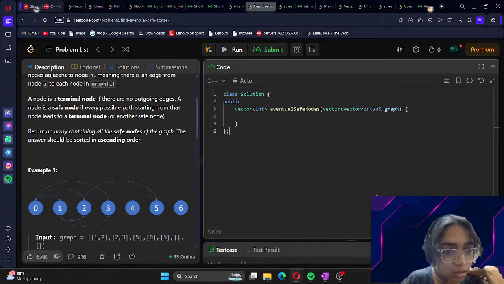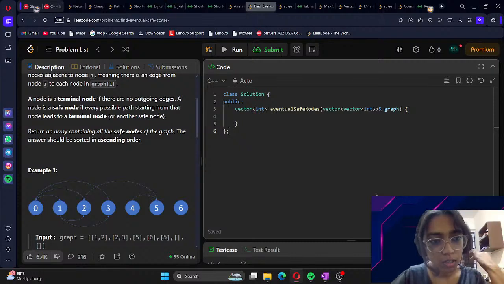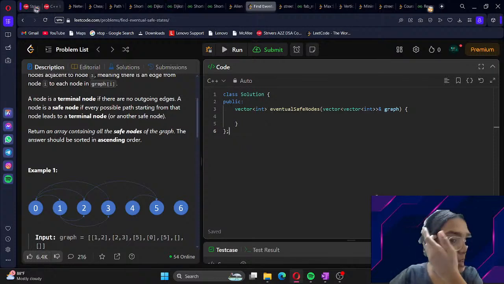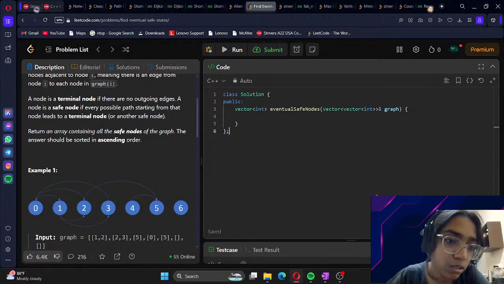Okay, a node is a terminal node if there are no outgoing edges, and a node is a safe node if every possible path starting from that node leads to a terminal node. Return an array containing all safe nodes of the graph. The answer should be sorted in ascending order.